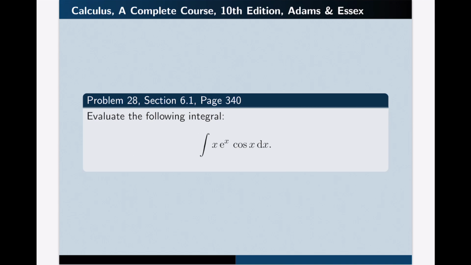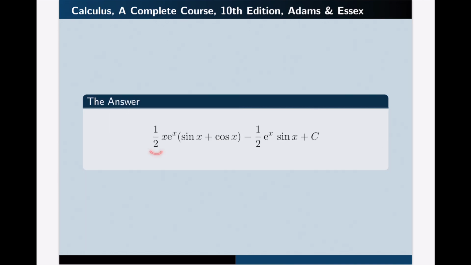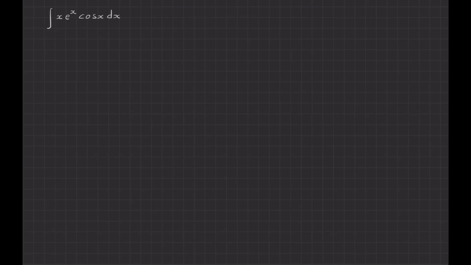If you do the calculations correctly, this is the answer that you will get: 1/2 x times e to the x times (sine x plus cosine x) minus 1/2 times e to the x times sine x plus a constant C. Okay, now let us see how we can solve this problem.